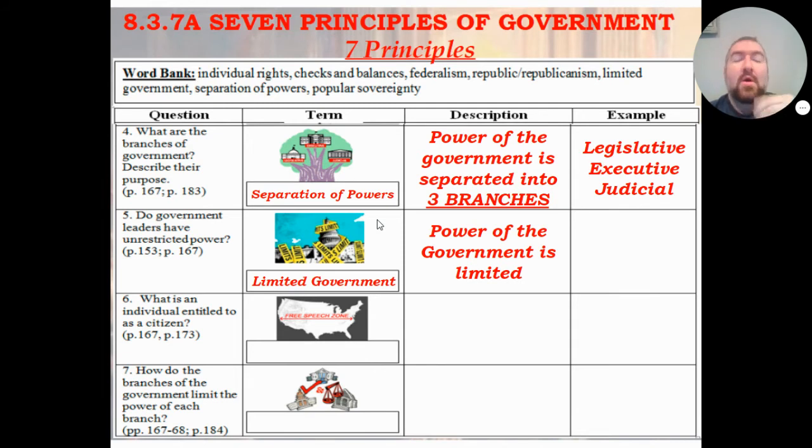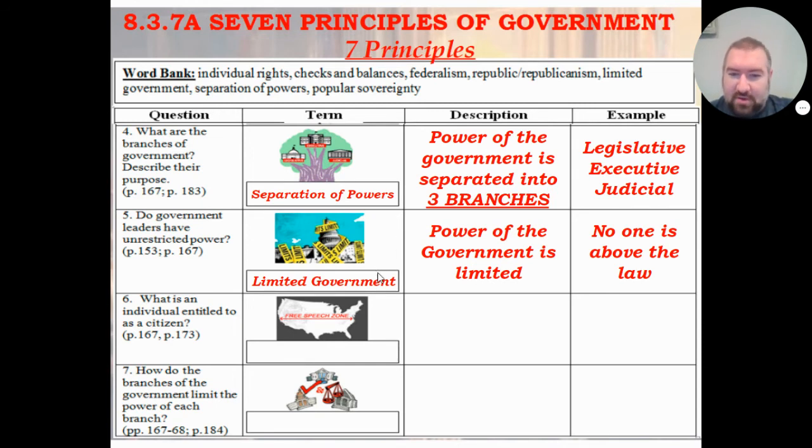How is it limited? Well, separation of powers is part of that. Federalism is part of that. The Bill of Rights is part of that. We're going to talk about that one in a little bit. Best example, like I said, no one is above the law. Everybody has to obey the law, including members of the government.